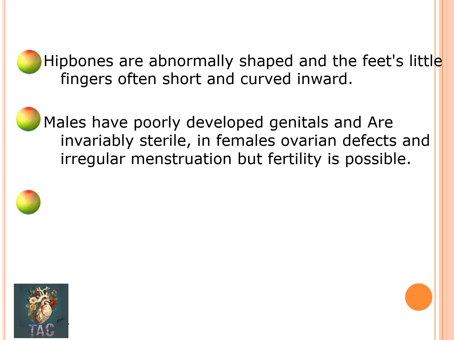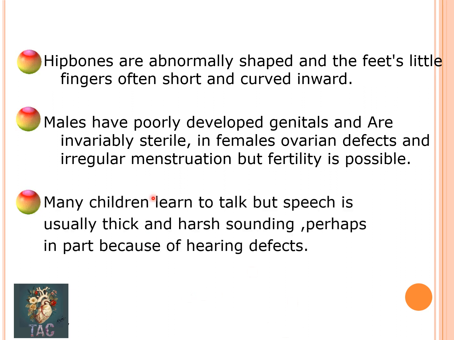In such patients, the hip bones are usually abnormally shaped, and the little fingers are often short and curved inwards. Males have poorly developed genitals and are invariably sterile, and females have ovarian defects and irregular menstruation, but fertility is sometimes possible. Many children learn to talk, but the speech is usually thick and harsh sounding, perhaps in part because of hearing defects.